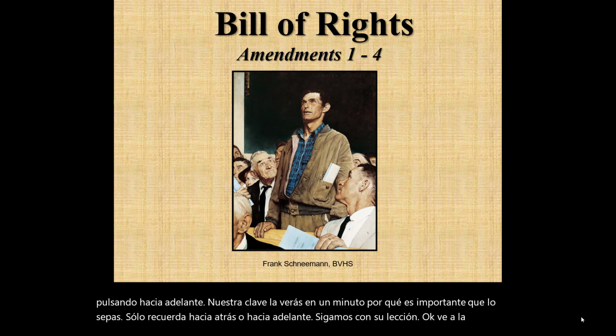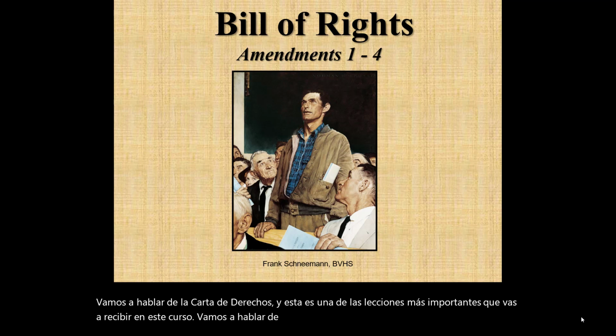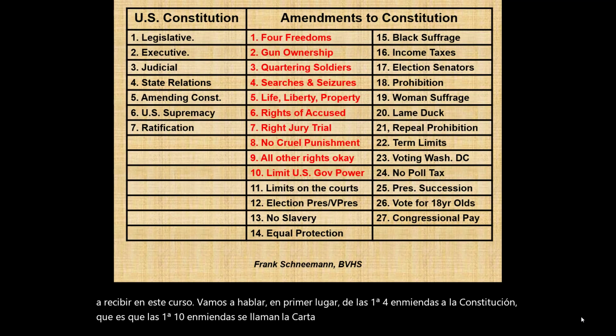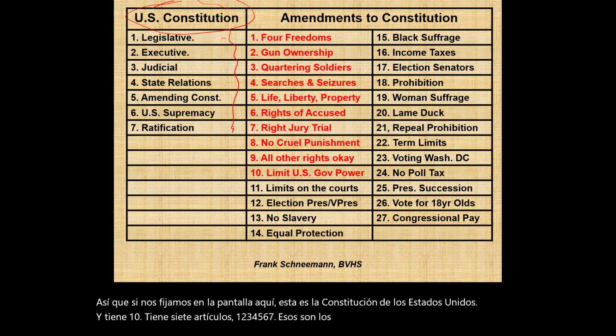We're going to talk about the Bill of Rights, and this is one of the most important lessons you're going to get in this course. First of all, the first 4 amendments to the Constitution. The first 10 amendments are called the Bill of Rights, and we're going to cover the first 4. On the screen here, this is the Constitution of the United States, and it has 7 articles, 1, 2, 3, 4, 5, 6, 7. Those are the articles of the Constitution.